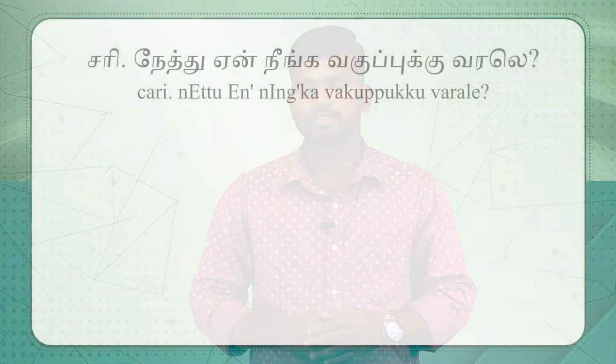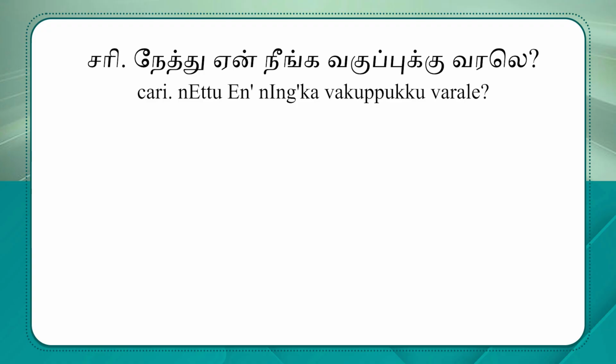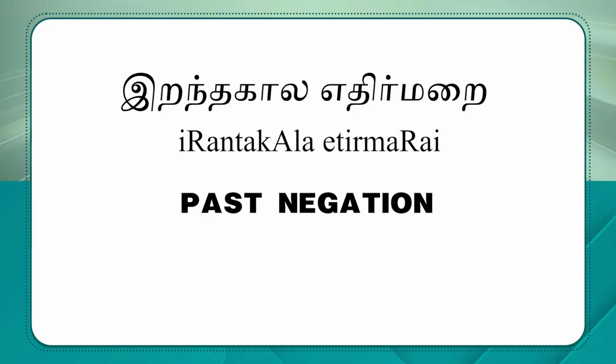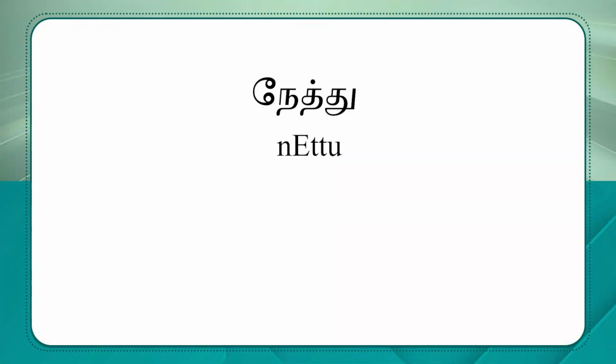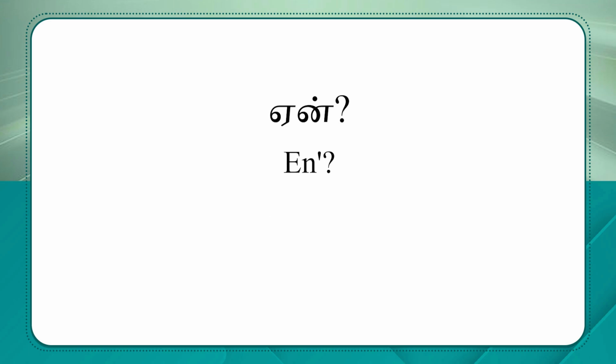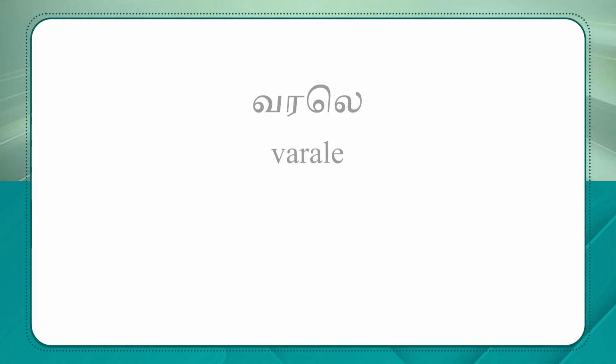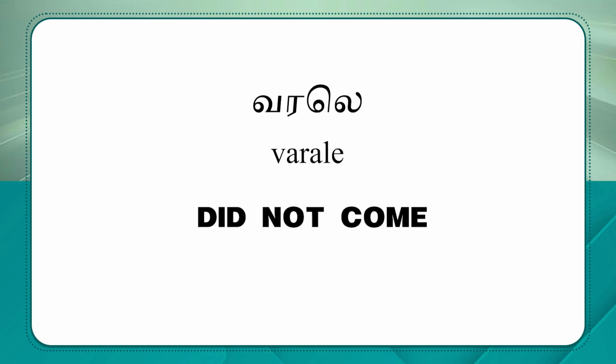The second one is, சரி, நேத்து ஏன் நீங்க வகுப்புக்கு வரலே? Translates to, alright, why didn't you come to the class yesterday? Here in this sentence we have a new structure called இறந்த கால எதிர்மறை, which means past negation. First, I will explain this sentence, then I will explain about past negation. The word sari means alright. நேத்து, that means yesterday. ஏன், it means why. நீங்க, which means you respectfully. வகுப்புக்கு, which means to the class. And வரல means did not come. In this sentence, the word வரல is an example of past negation.